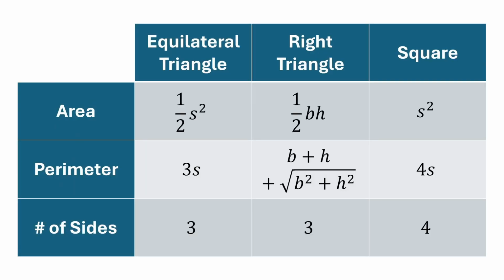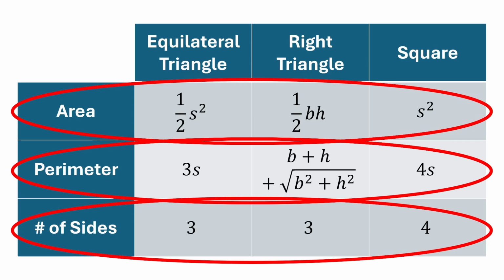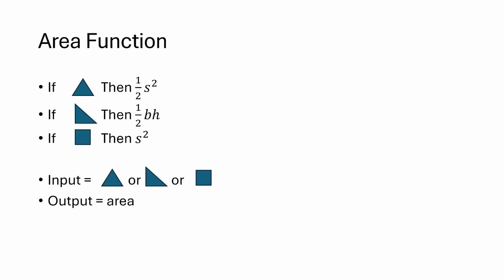Another approach is that we can read this table through each row. So let's zoom into the area row. The area row is a function, a method that cases on whether you have a triangle or a square, and provides a specific function for each one of those. So the input is going to be a case analysis on all these three different kinds of shapes, and the output is going to be the specific function that gives you the area based on what the input is.